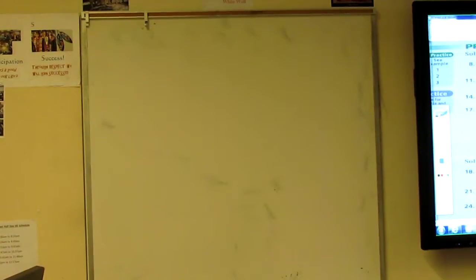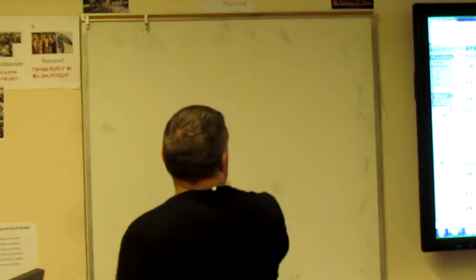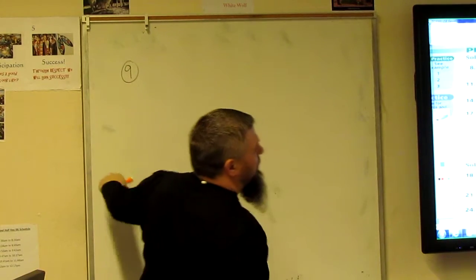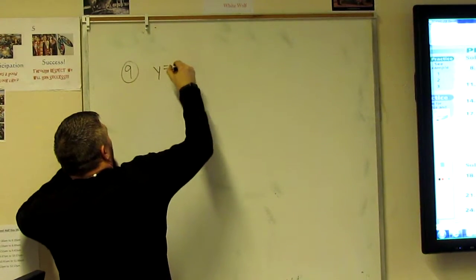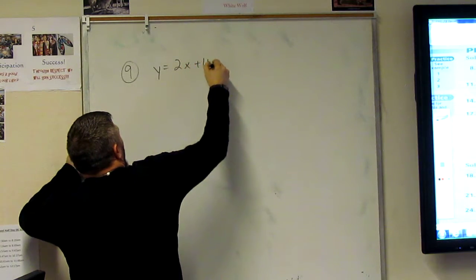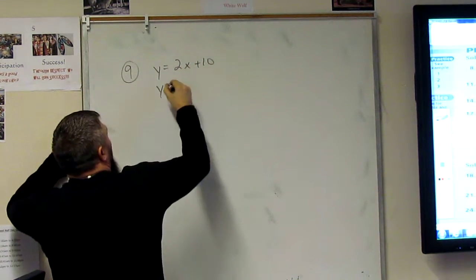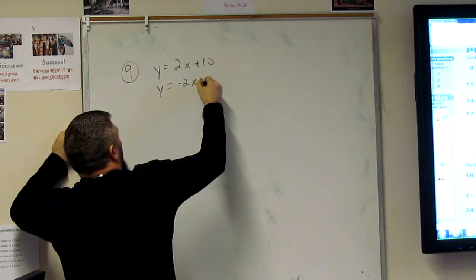All right, number 9. Number 9 is y equals 2x plus 10 and y equals negative 2x minus 6.